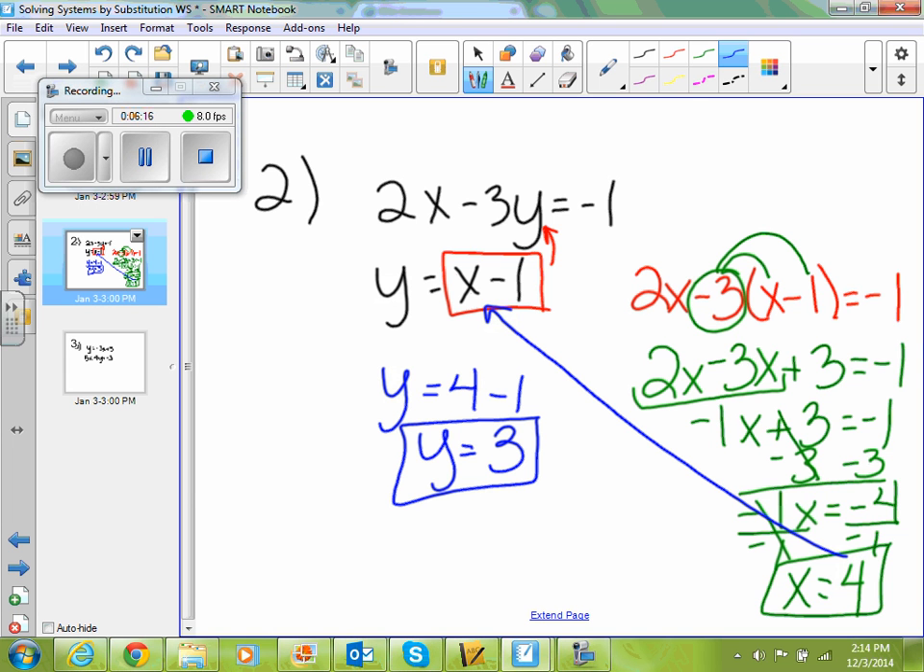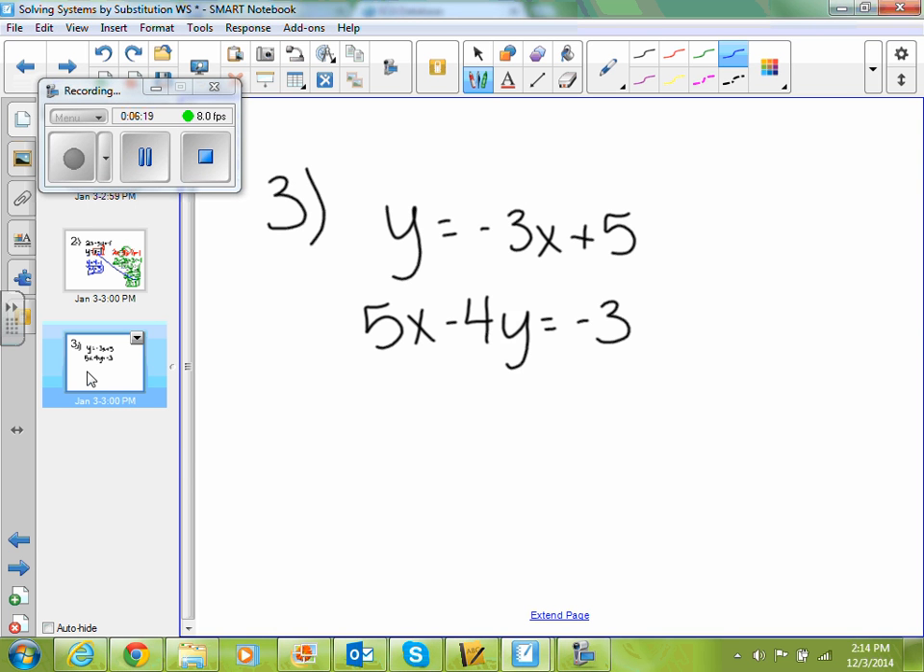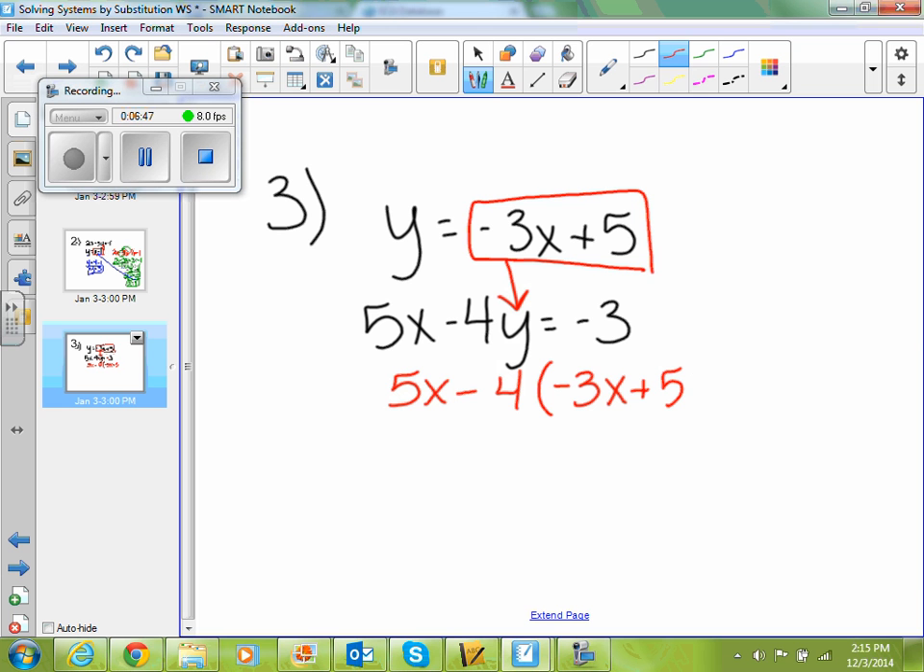Okay, let's do one more together. So number 3. Y equals negative 3x plus 5, and 5x minus 4y equals negative 3. So I take what y equals, negative 3x plus 5, and I plug that in for y. If I do that, I get 5x minus 4 times negative 3x plus 5 equals negative 3.